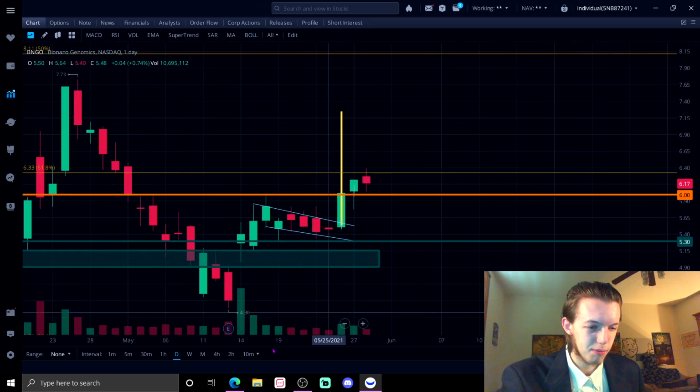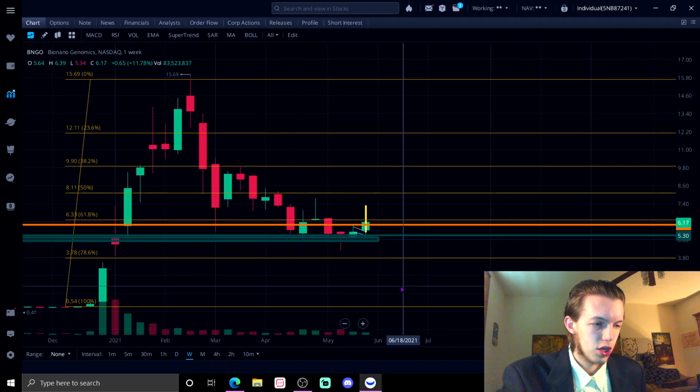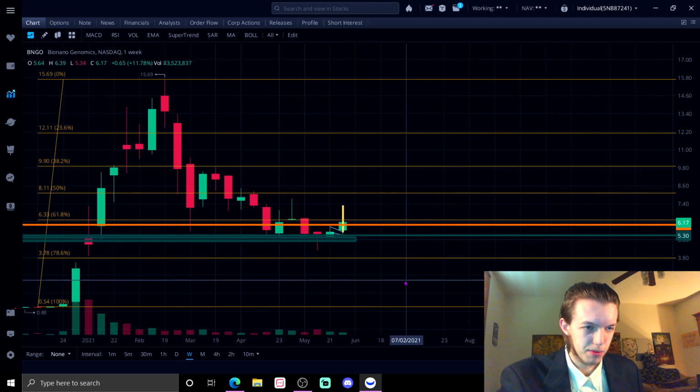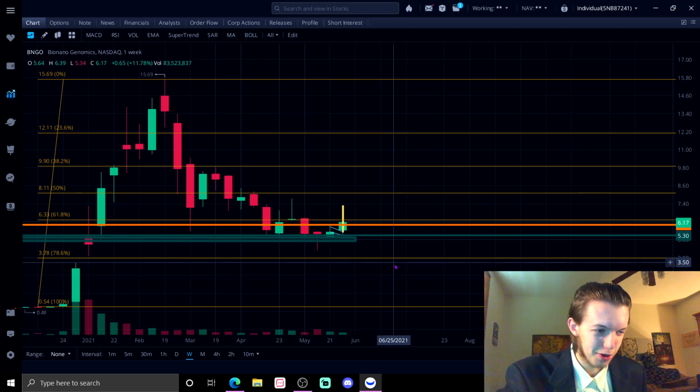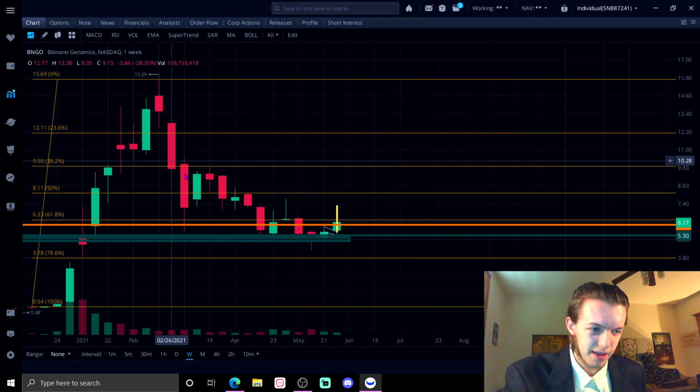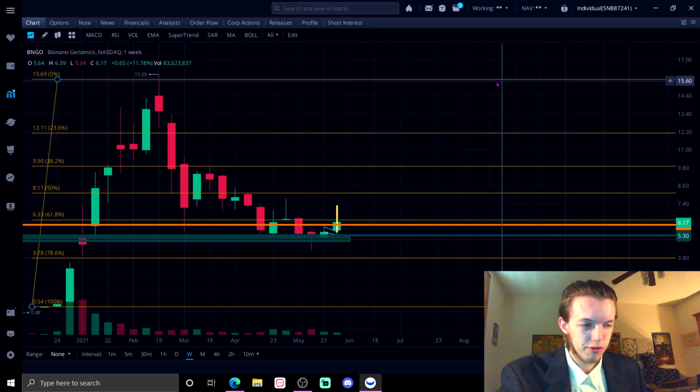Pair that with the fact that this may be a humongous cup and handle pattern right here. Now, of course, this is way more speculative, and a lot of people that are a little bit more bullish and a little bit less seasoned in battle with all the carnage that we've had to go through, at least recently, maybe a lot of them are calling this a nice cup and handle. They're calling it right now. I don't know if they're saying it's going to happen or not, but they're calling it a cup and handle.